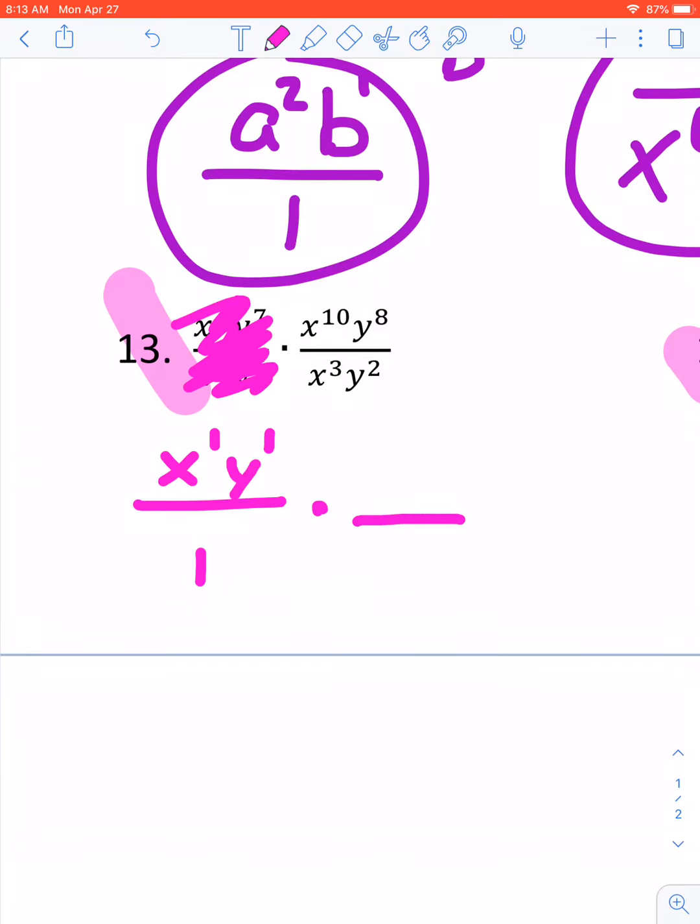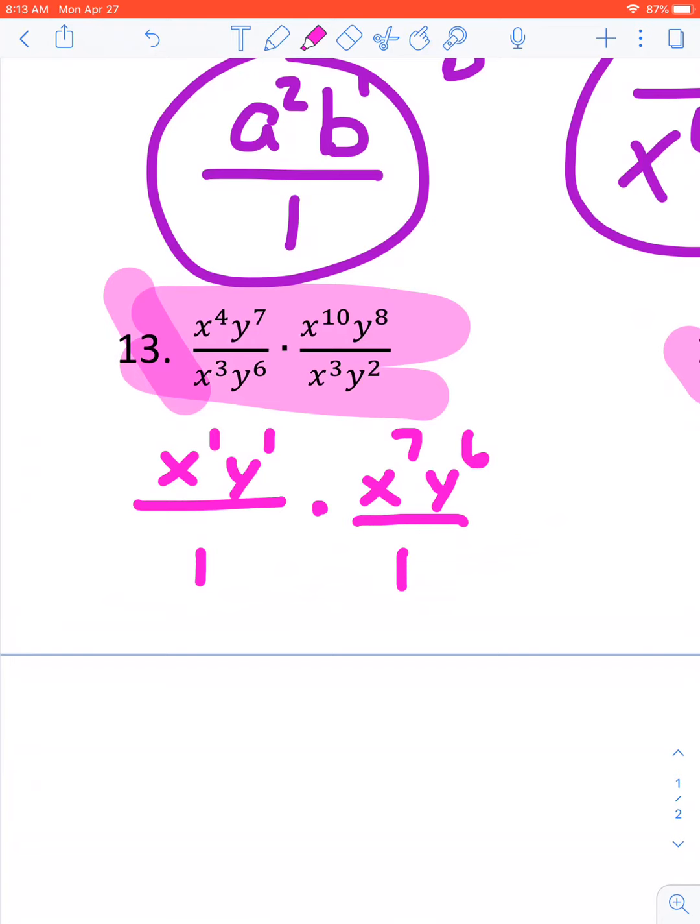So now I have 10 x's on top, 3 x's on bottom. Where do I have more x's? Well, I have 7 more x's on top. And then I have 8 y's on top, 2 y's on bottom, so I have 6 more y's on top. Okay? So I've taken the original problem and I've simplified it down. I think it really helps to cross off or cover up one fraction at a time so the problem doesn't look so daunting.